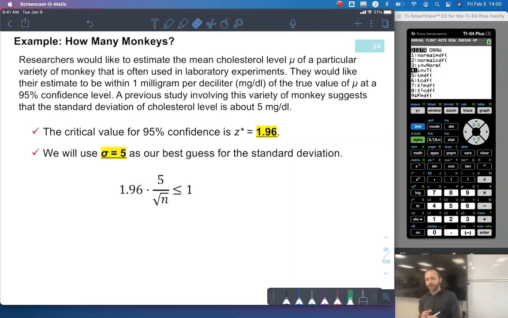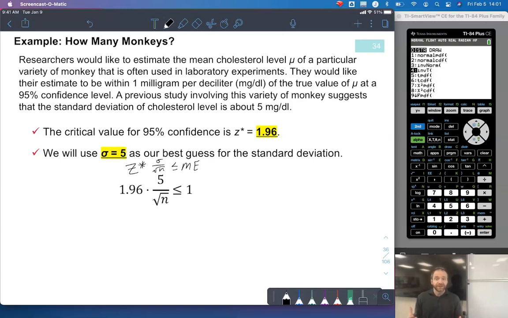And when it says, hey, we're going to use a sigma of 5, that is our best guess for the standard deviation because it was from a previous study. And that was addressed before we looked at that box with the margin of error criteria. So when I set this up, we have our formula, and the formula is your Z star times your population standard deviation over the square root of n less than or equal to your margin of error. Okay? So that's what I have there.